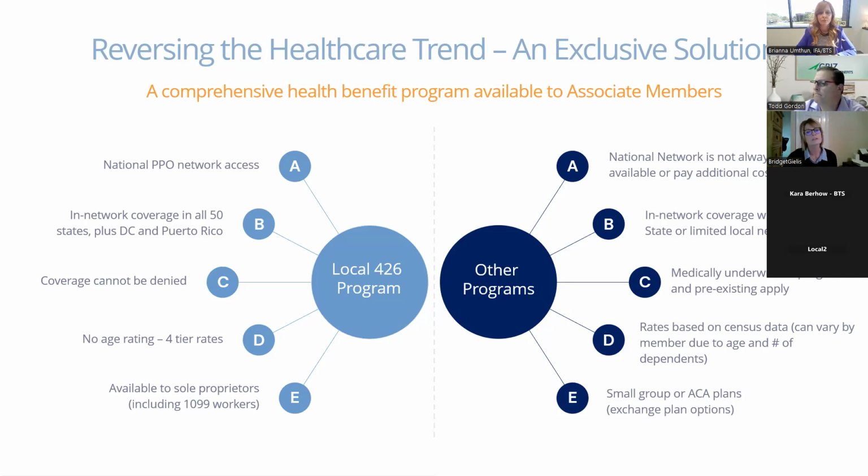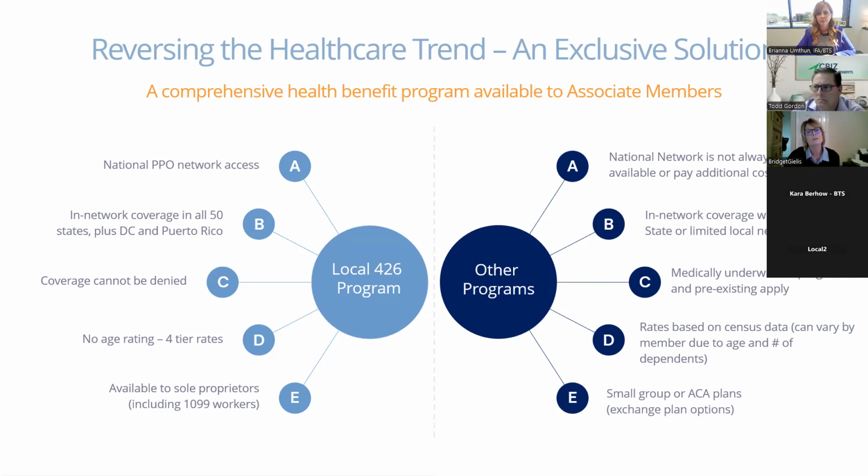So regardless if you are in California versus Florida, the rates are going to be exactly the same. Again, the 4-tier rates will remain the same throughout the entire year. This is a program that is also available to sole proprietors, including 1099 workers.